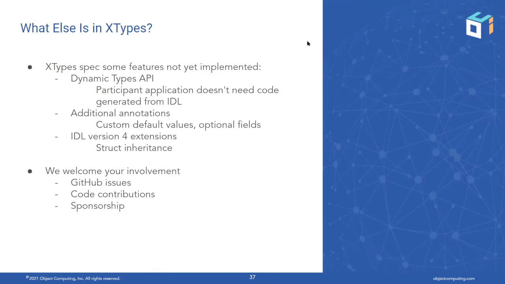Okay, makes sense. That's the only question I see right now. Oh wait, no, we have another one. Where is the default value for a type member specified? Does it require an additional annotation? Yes, so that's here under the additional annotations on this slide. The XType specification describes how you can define specific default values on a member by member basis. And so that's not in OpenDDS yet, but another one of those things that will be added in the future.